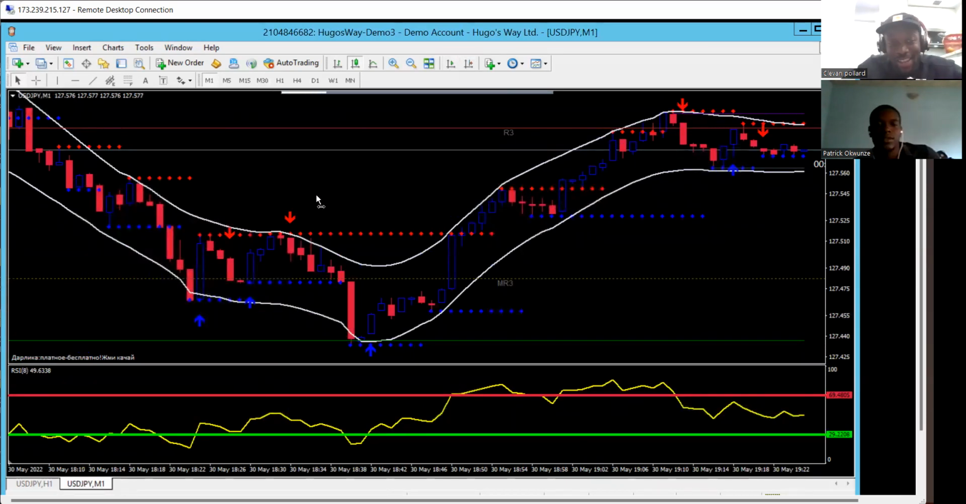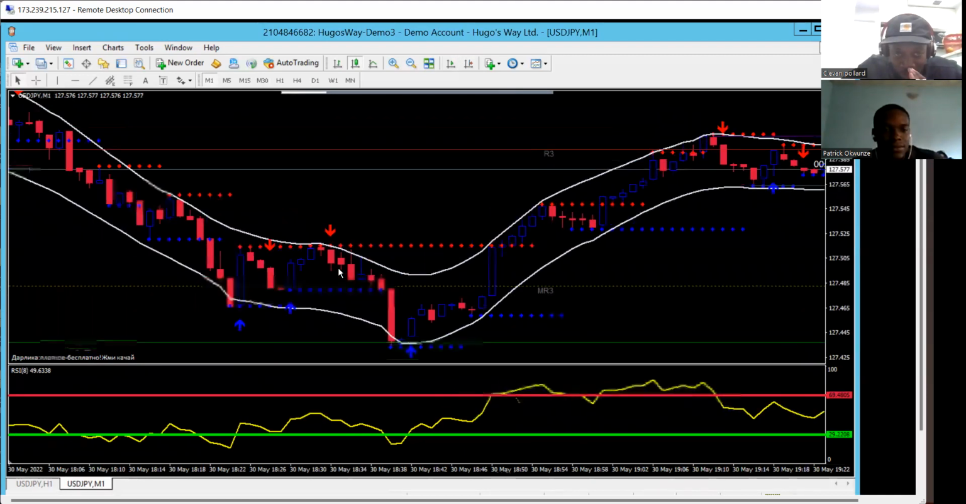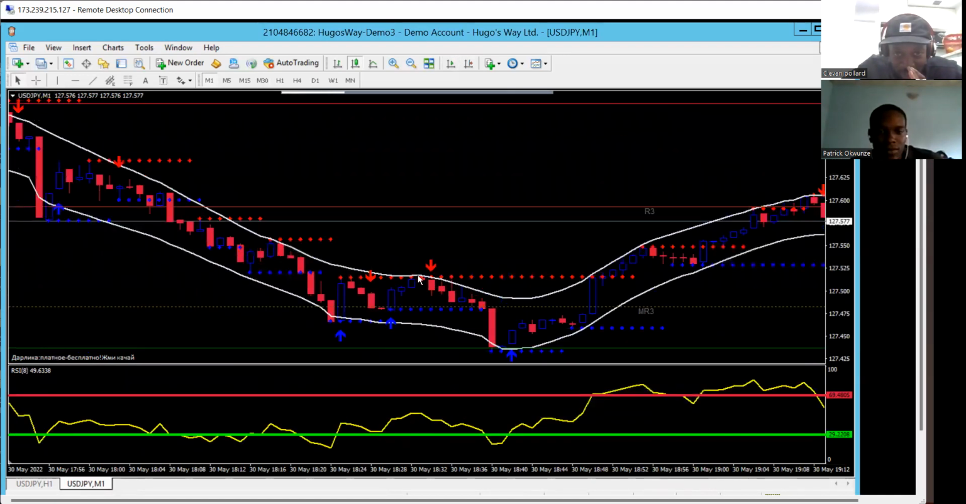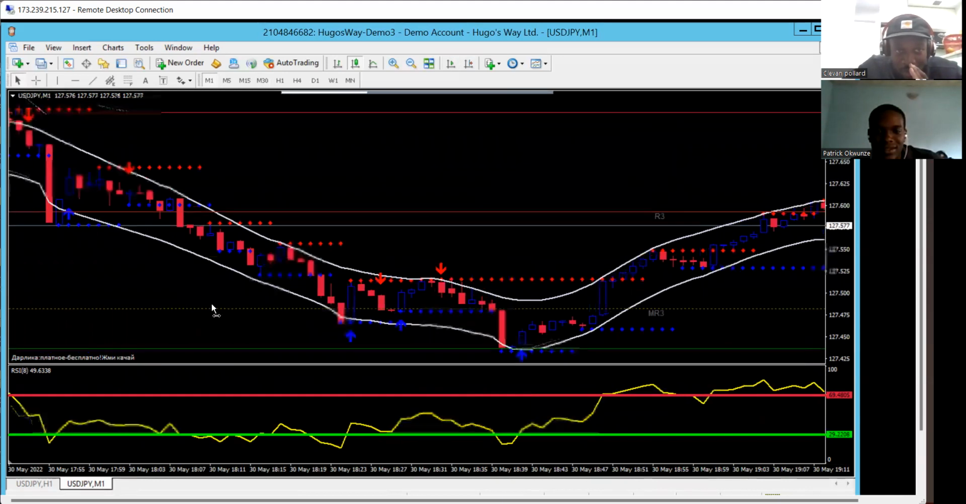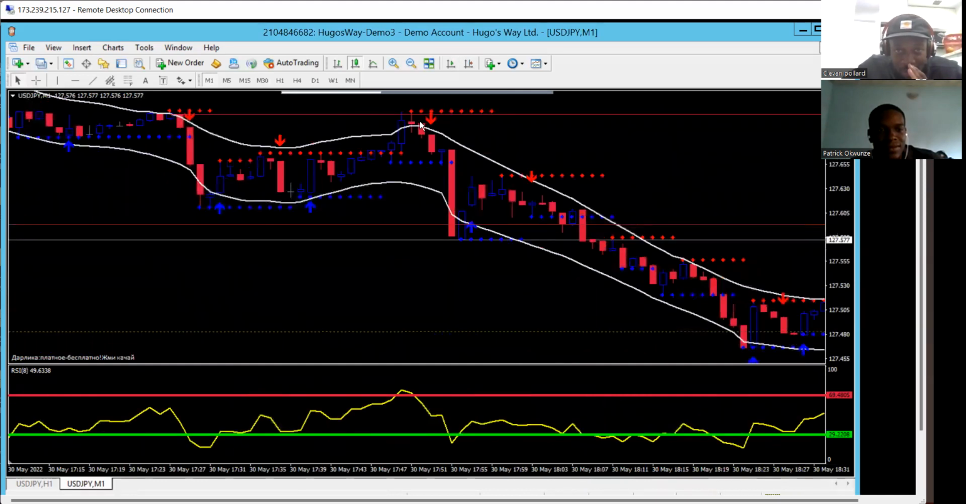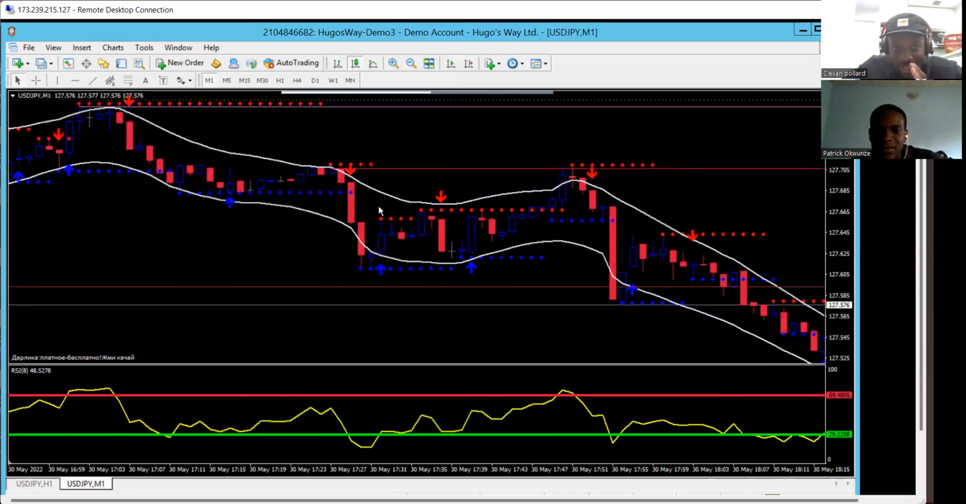Following the same rules, as you can clearly see, when price hit here, the next arrow you get is a sell. Same rule. Price hit. This one you do not take because it's inside the band. The same rule applies. Nothing changes.